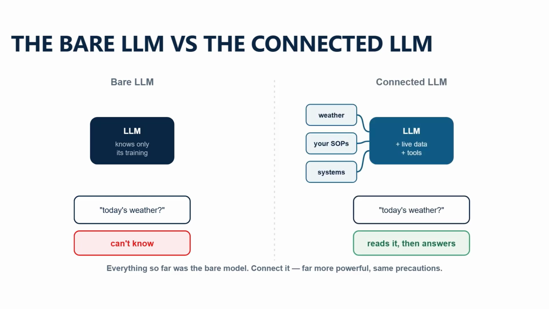But you have all seen it, just go and check. It does not know the weather. It knows a service it can read the weather from. Connect the model to live data and real tools, and it stops guessing and starts grounding. Point that same ability at your current SOPs, your live plant data, your systems, and the bare tool becomes a genuinely powerful one. The precautions do not change. Right context, human in the loop, off the control loop, but the ceiling goes way up.